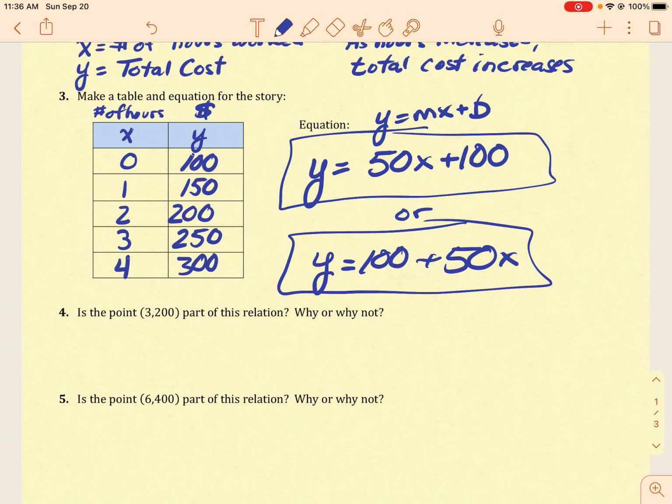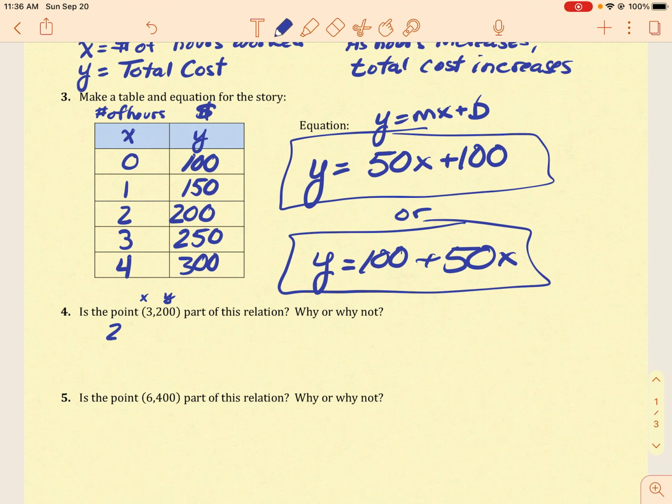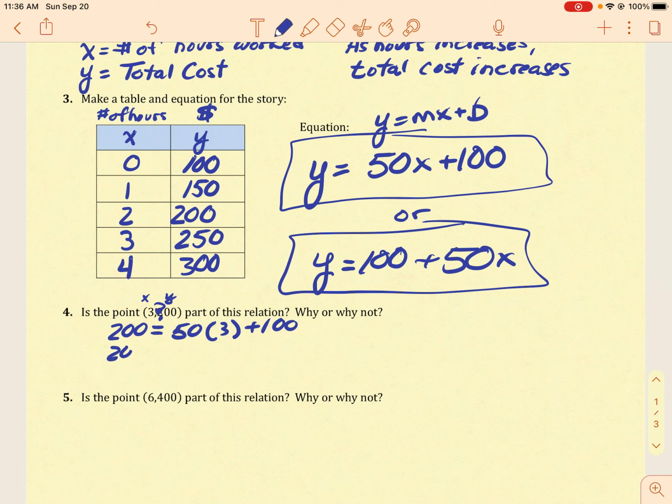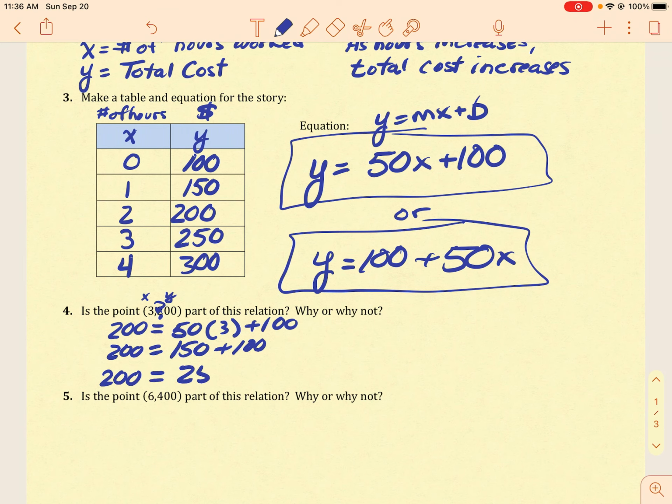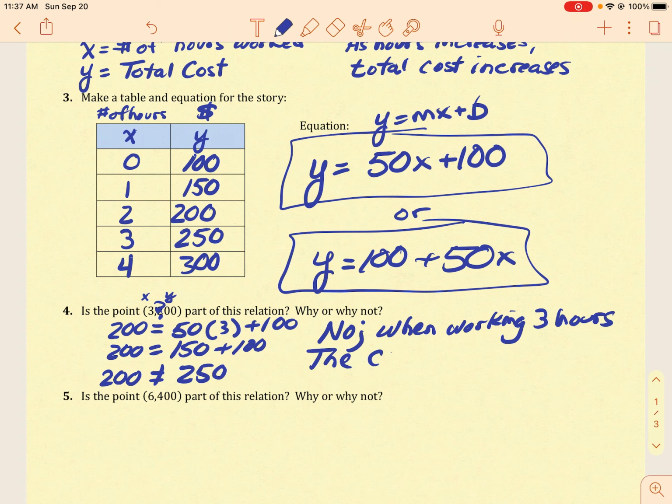Then we take a look: is the point (3, 200) part of this relation? Now pretend we don't have part of the table filled in already. How would we begin to solve this? There's our x value, there's our y value. If we plug that into the equation, that's saying, does 200 equal 50 times 3 plus 100? $50 times 3 is 150. 150 plus 100 is 250. So that's not equal. So no. It's because when working 3 hours, the cost is 250, not 200 like they were asking.